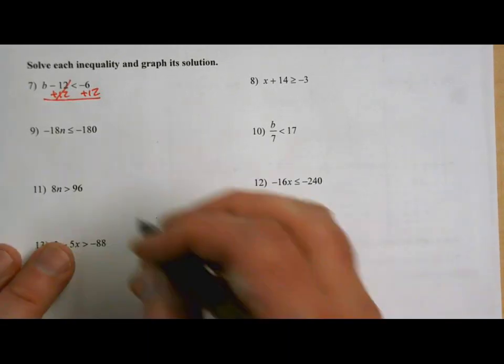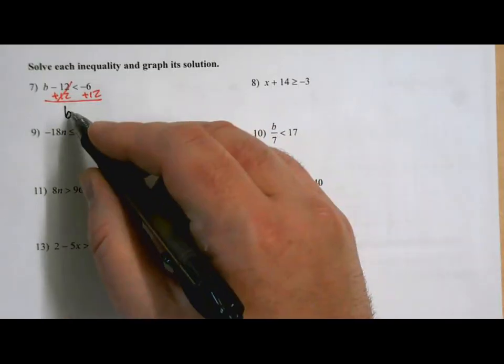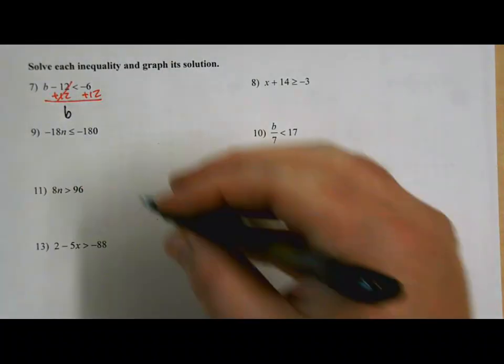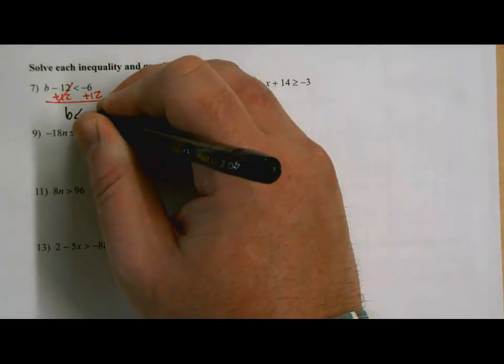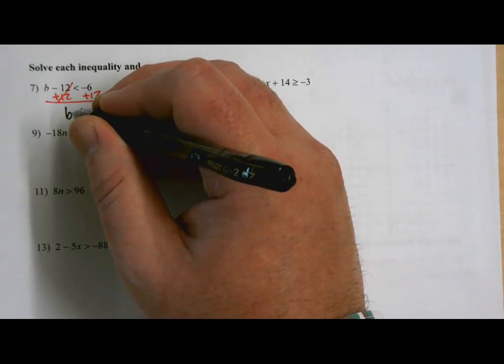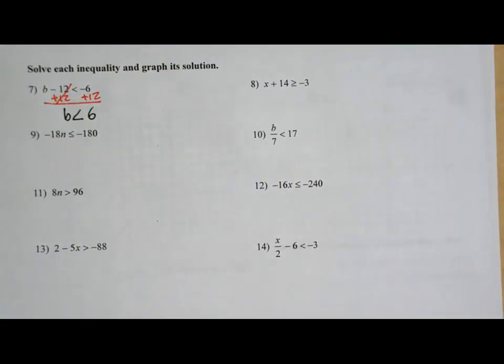So I got b, and then should my sign flip or no? My sign should not flip because we didn't multiply or divide on both sides. Sorry, I'm just turning off my ringer. And then negative 6 plus 12 is 6. Now, I do need you to graph this. Let me show you how to graph this.